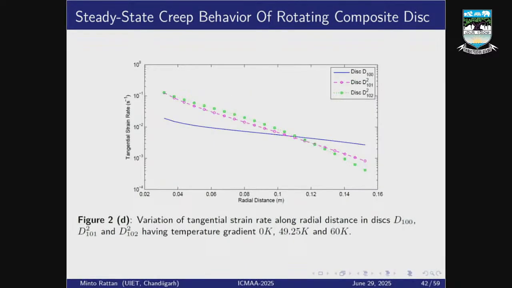Here the tangential strain rates are also significantly affected with the change in temperature profile of the disk. Figure 2d clearly shows that the tangential strain rate decreases for disks with uniform, linear and non-linear profile as one moves from inner to outer radius. At the inner radius, the tangential strain rate has lowest value for disk with uniform profile in comparison to the rest of the disks.